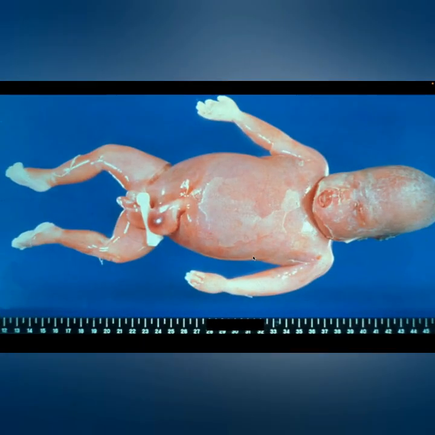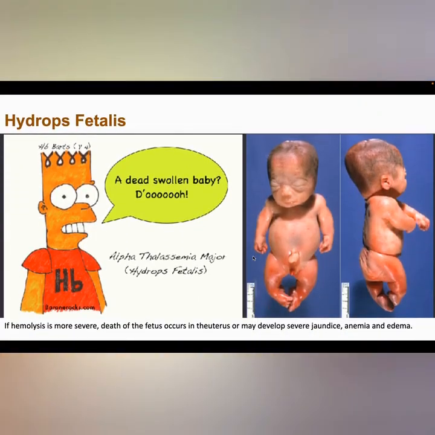If the baby is born, the baby will be born in this way. Hydrops fetalis, already I told you. The hemolysis is more severe. Death of the fetus occurs, and the fetus may develop severe jaundice, anemia, and edema also will be there in the fetus. Hydrops fetalis.